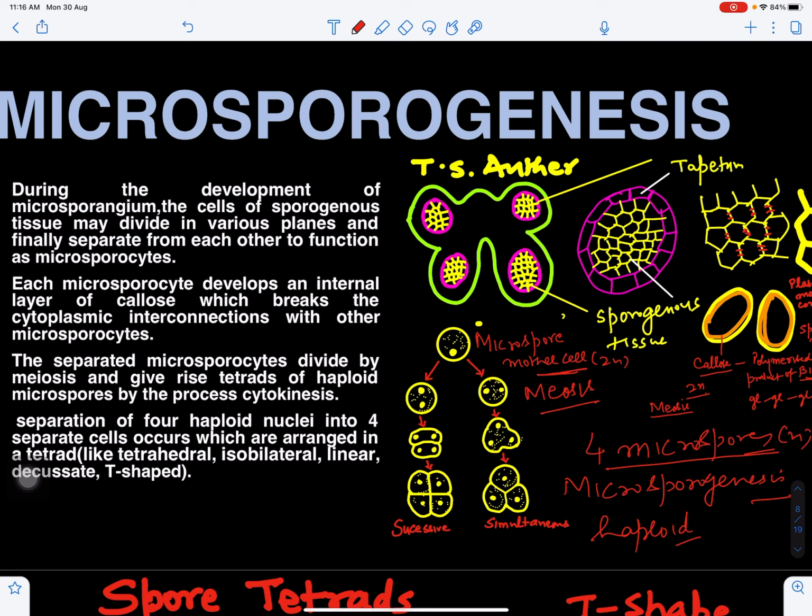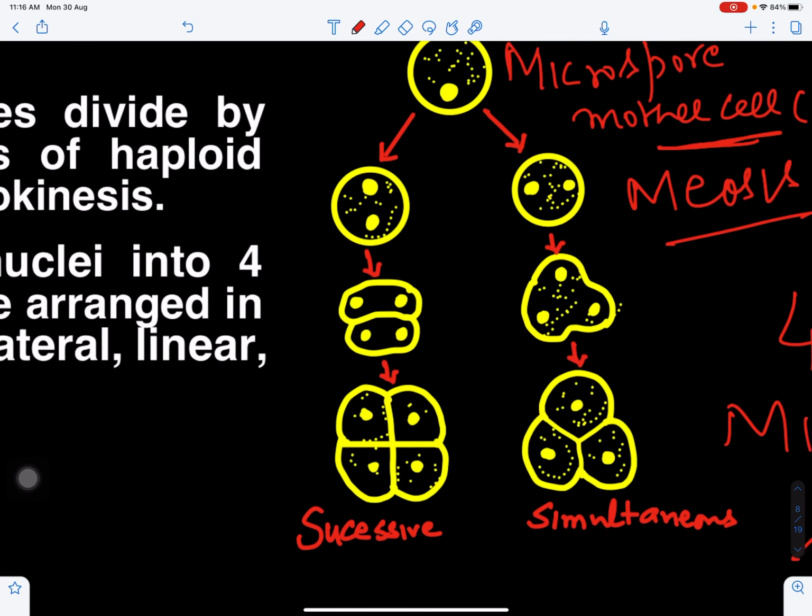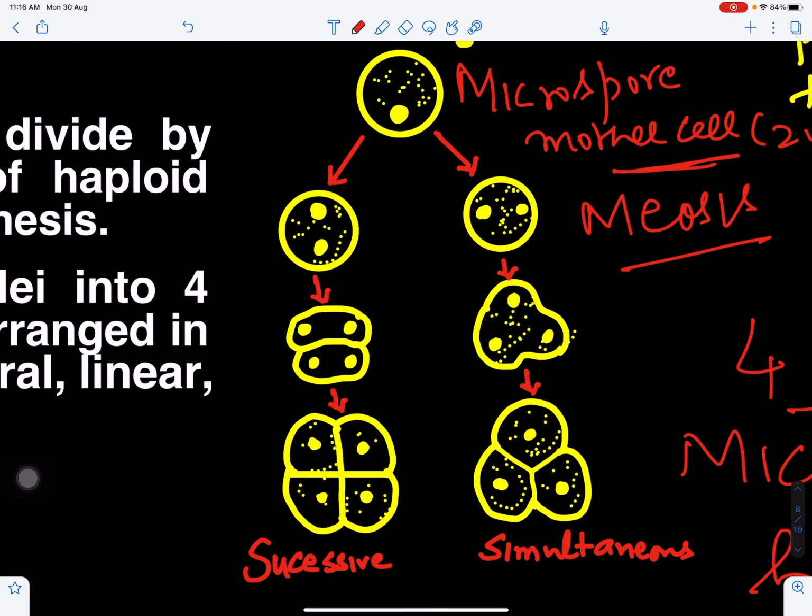Now we'll discuss how this microsporogenesis takes place. Now this is the microspore mother cell, right? This has cytoplasm and a nucleus. Now this nucleus divides into two nuclei, like here, two nuclei. And this is meiosis 1, right? Then there is wall formation, right? After every cell division, there is wall formation. So this is called the successive type. So two nuclei, then there is wall formation.